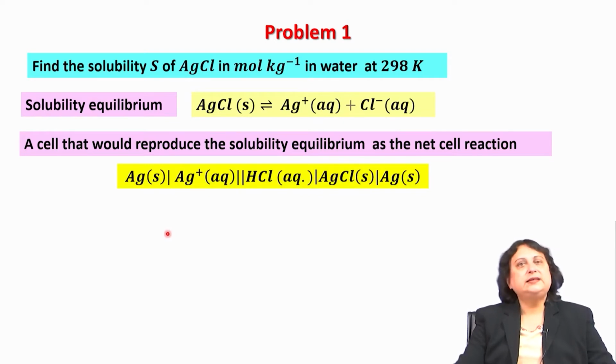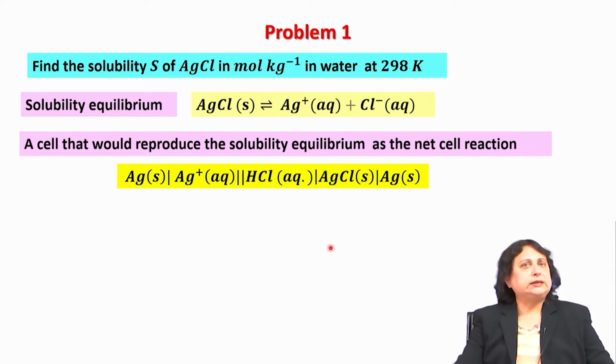So, what I have is this. I have two compartments. In one compartment, the one on the left hand side, I have a solid silver rod dipped in an aqueous solution containing Ag+ ion. Then there is a salt bridge connecting it to the right hand side compartment, where I have an HCl aqueous solution as the electrolyte, in which I have dipped a rod which contains silver wire and a silver chloride solid paste on it.